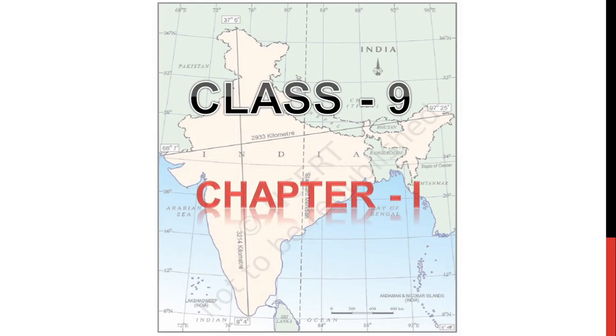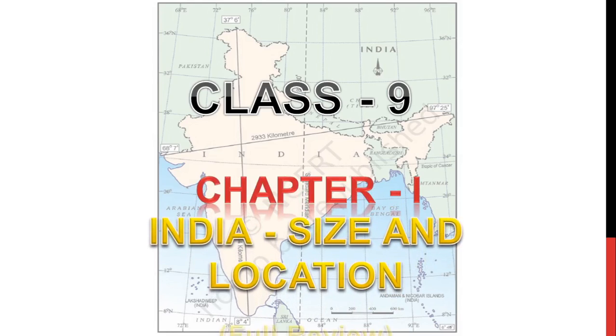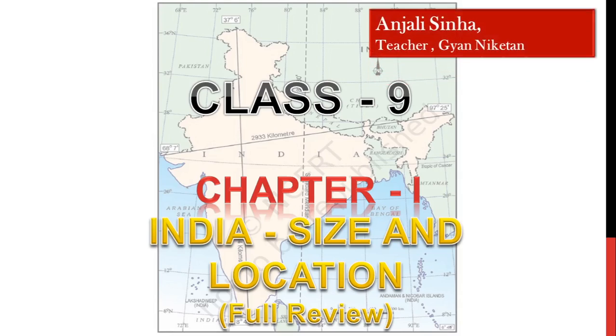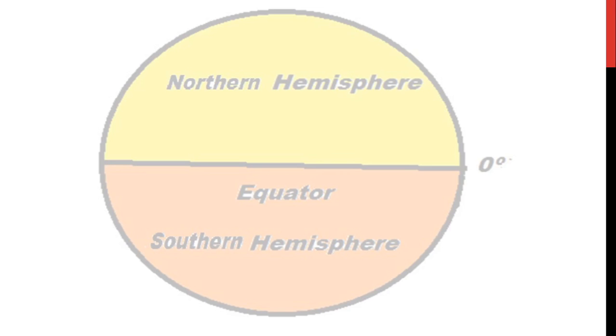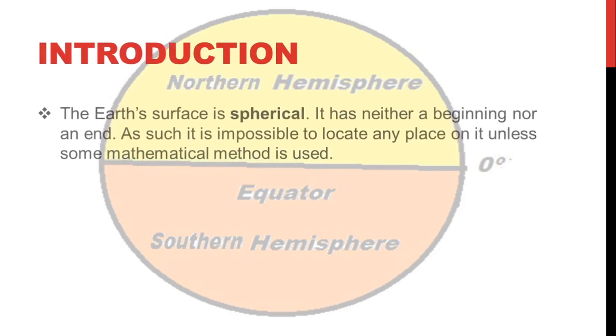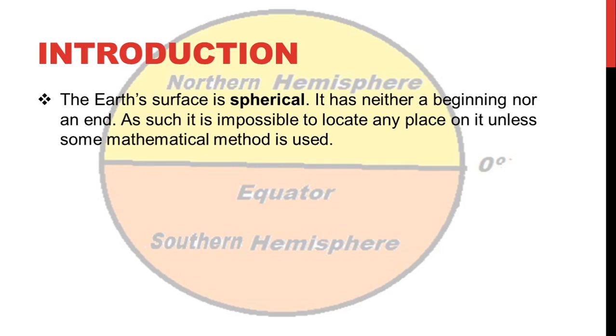Today we will do the full review of chapter 1, India's size and location. Introduction. The Earth's surface is spherical. It has neither a beginning nor an end. As such, it is impossible to locate any place on it unless some mathematical method is used.